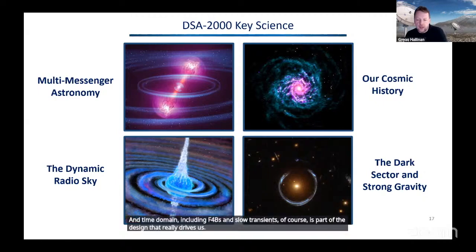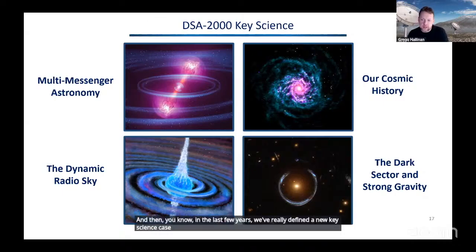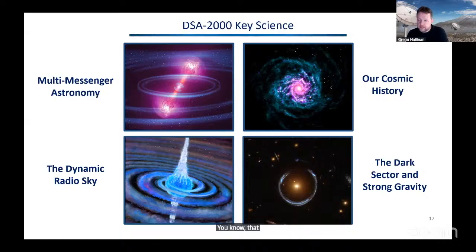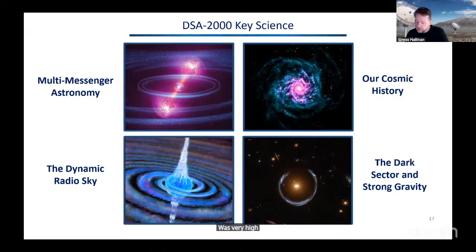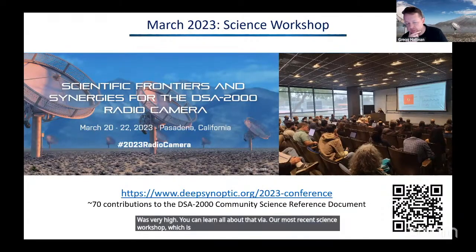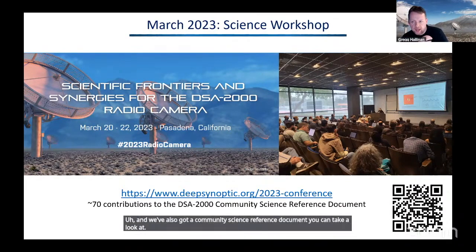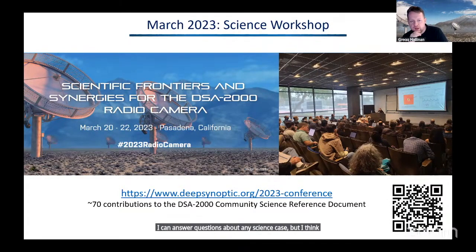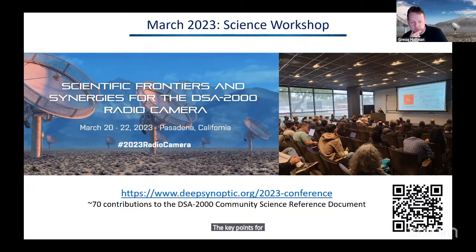And then, in the last few years, we defined a new key science case because we realized that the implications and potential for the dark sector and strong gravity and fundamental physics in general was very high. You can learn all about that via our most recent science workshop, which is 2 years ago now. We'll have another one hopefully in this next year. And we've also got a community science reference document you can take a look at. I can answer questions about any science case, but I'm going to move on to make sure that we get to the key points for the FRB search.